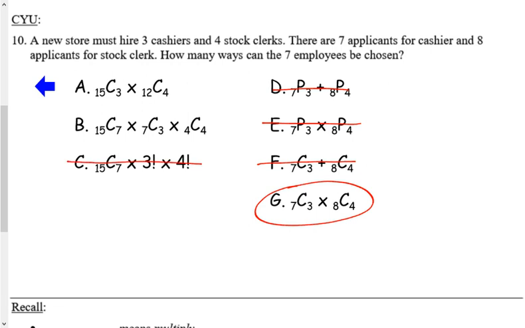How about if we look at just B? What's happening in B?